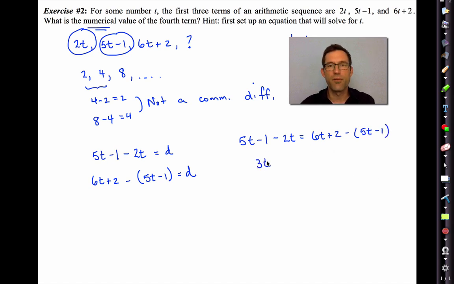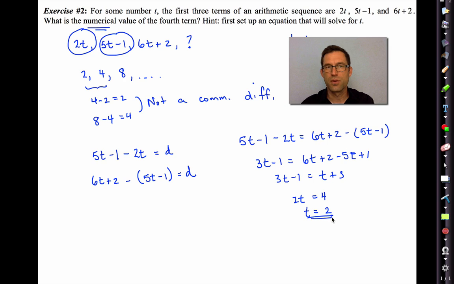But now I can solve this equation. I'll have 3t minus 1 on the left. Here again, I have to be kind of careful because I have to distribute that negative. And I'll get 3t minus 1 equals 6t minus 5t is 1t, 2 plus 1 is 3. That's going to give me 2t on this side. Add the 1 to both sides, 4. And I get t equals 2.